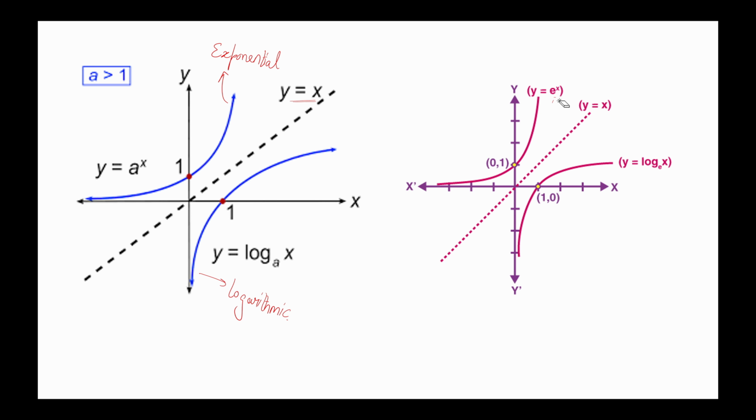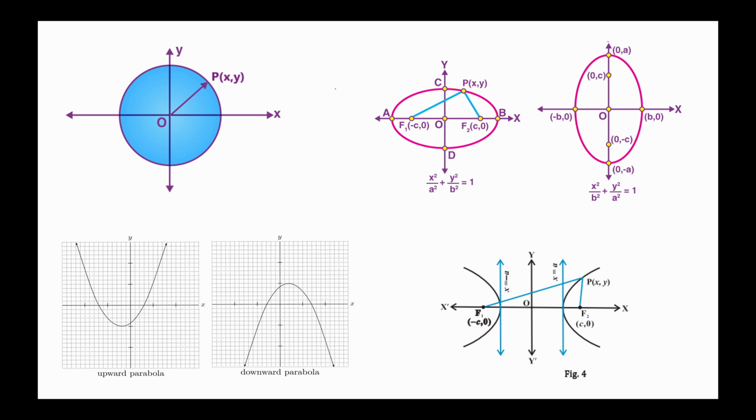Now instead of, let's say, a, I choose the standard form, which is e. y equals e to the power x, and y equals log base e of x, or I hope you'll remember we can represent this as ln x. Here the value of e is somewhere around 2.7, so this is how the curves are represented. And these again are conic section curves that we studied.